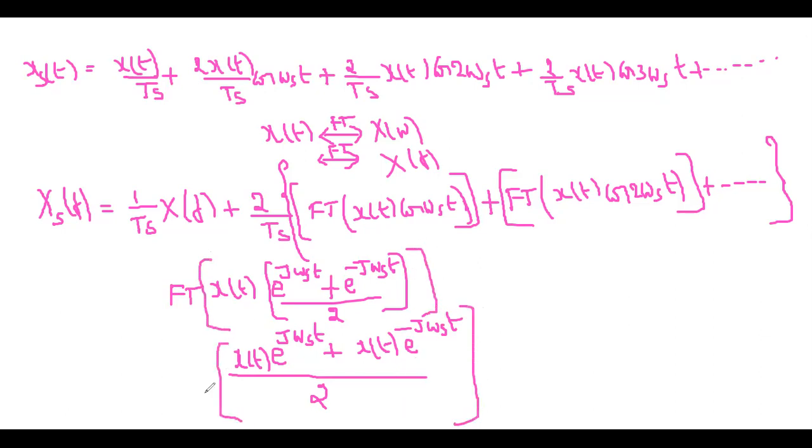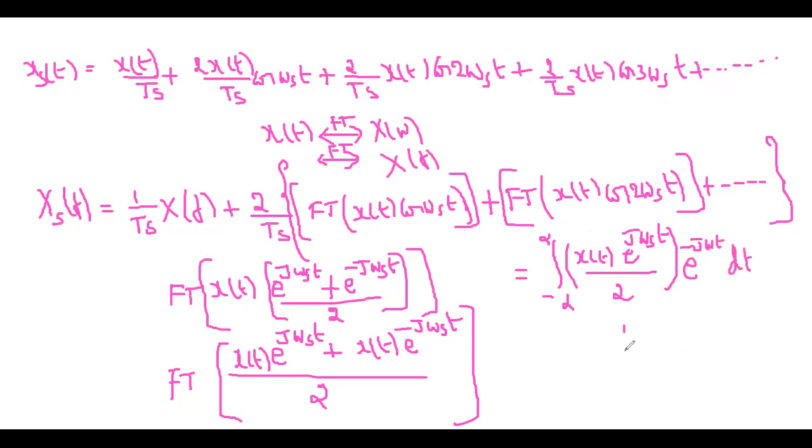Now what is the formula? The x of omega is equal to the integral from minus infinity to infinity of x of t e power j omega s into t divided by 2, this is the total signal, into e power minus j omega t dt, plus for the second one, the integral from minus infinity to infinity of x of t e power minus j omega s into t divided by 2, this is the signal for the second one, into e power minus j omega t dt, because we are applying the Fourier transformation here.